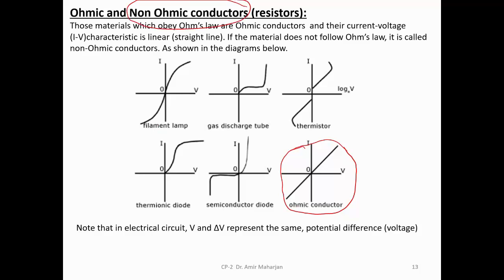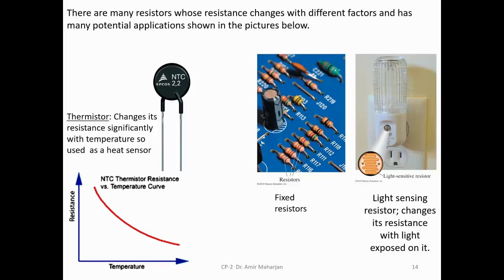An example is the filament lamp, which doesn't follow ohmic behavior because its resistance changes with temperature. That's why you have non-linear behavior. This is a thermistor. This is a diode, transistors. These are semiconductor materials, so they don't obey Ohm's law. The current and voltage are not proportional. They have non-linear behavior. These are some examples of ohmic and non-ohmic materials.